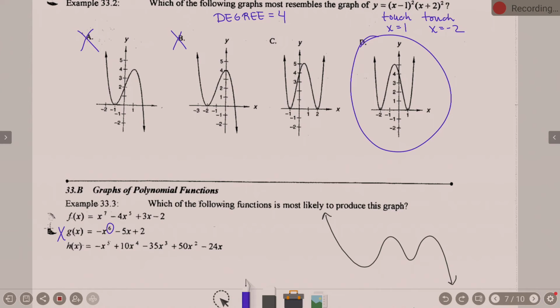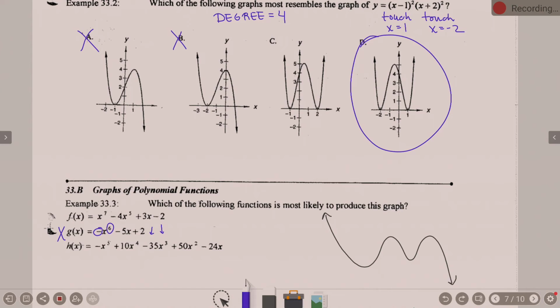There are 2 negatives and a positive, right? Well, just look at what the lead coefficient is. It's x to the 6, which is the even power. So that tells me up, up, or down, down. The negative coefficient tells me it would be down, down, kind of like a negative x squared. So g of x is out for those reasons.